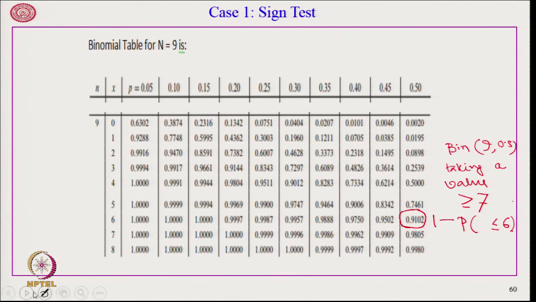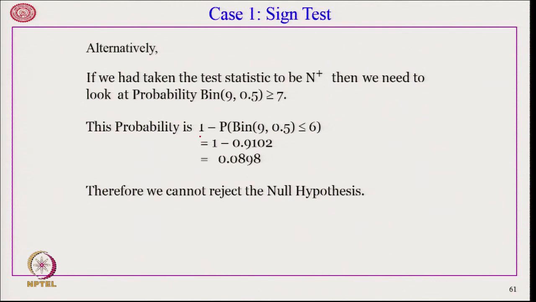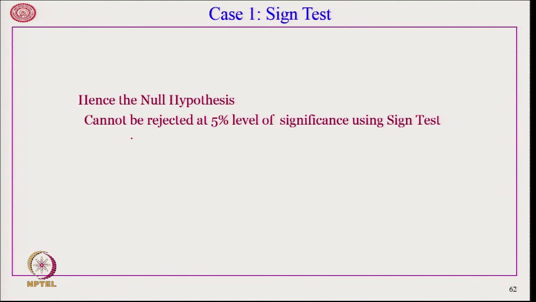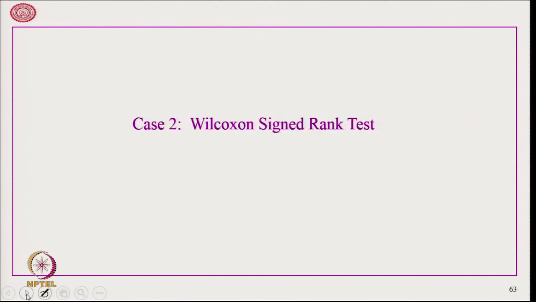Therefore, we look at the cumulative probability that a binomial 9, 0.5 variable is taking the value less than equal to 6. So, that value, if we look at the table carefully, is given as 0.9102. Therefore, probability is 1 minus probability binomial 9, 0.5 is less than equal to 6 is equal to 1 minus 0.9102, which is coming out to be 0.0898. Therefore, again by the same logic, we cannot reject the null hypothesis. That means that if we are going to use sign test, we are not able to reject the null hypothesis. That is what we have written. The outcome of the testing is that the null hypothesis cannot be rejected at 5% level of significance using sign test. Now, let us look at what happens when we use Wilcoxon signed rank test.